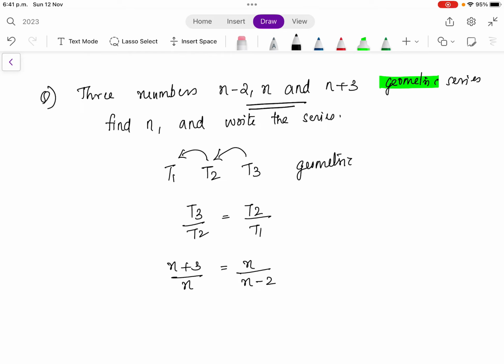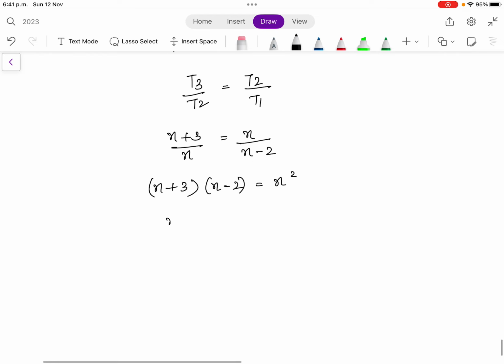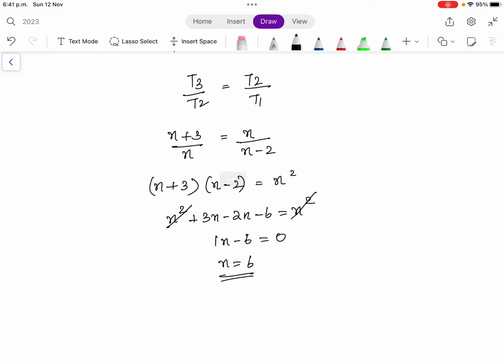Now to work on this, you can cross multiply. So it is n plus 3 times n minus 2 is equal to n², and simplifying this, n² plus 3n minus 2n minus 6 is equal to n². So n² will get cancelled. 3n minus 2n is equal to n, so n minus 6 is equal to 0. So n is equal to 6. So this we found out.